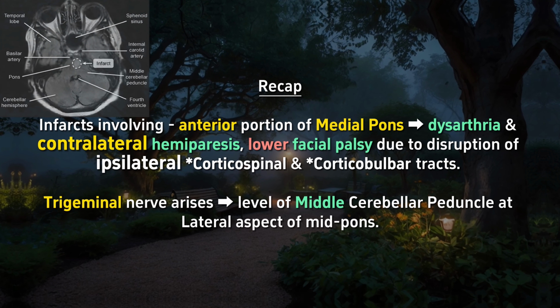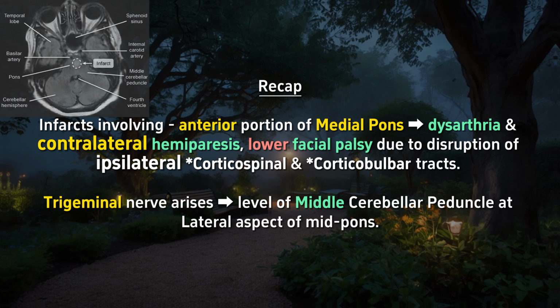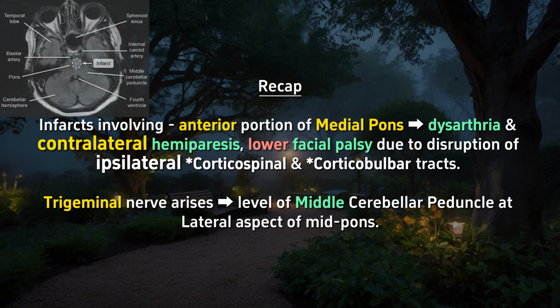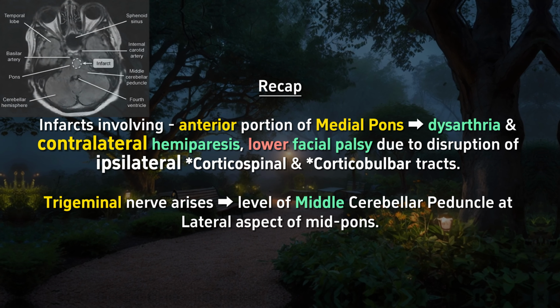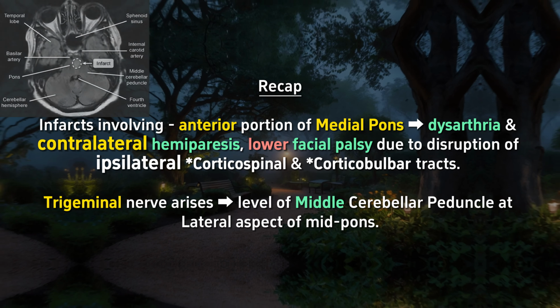Infarcts involving the anterior portion of the medial pons can produce dysarthria and contralateral hemiparesis, and lower facial palsy due to disruption of the ipsilateral corticospinal and corticobulbar tracts. The trigeminal nerve arises at the level of the middle cerebellar peduncle at the lateral aspect of the mid-pons.